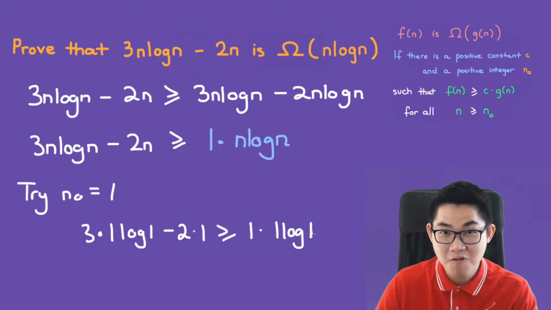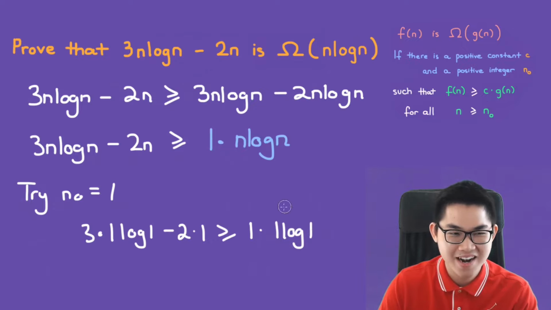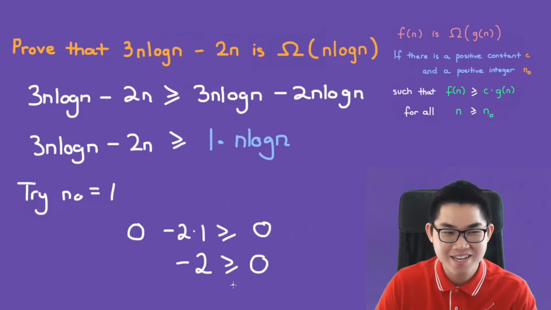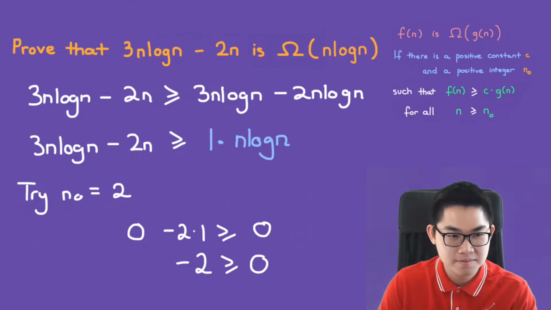Well, log of 1 is 0, right? Log of 1 is 0. So we have 1 times 0, which is 0. Over here, it's the same. So we have 3 times 0, which is 0. And we have 0 minus 2. So we have negative 2. Is this greater than or equal to 0? Well, the answer is no. So we increase this to a 2 and try again.